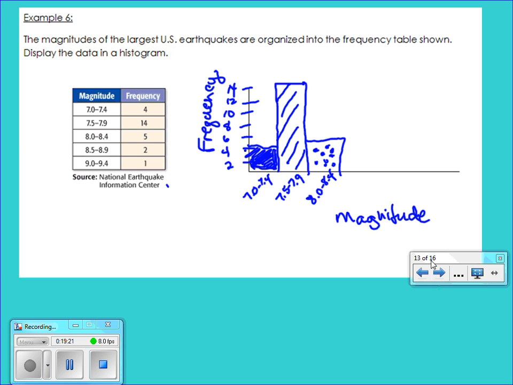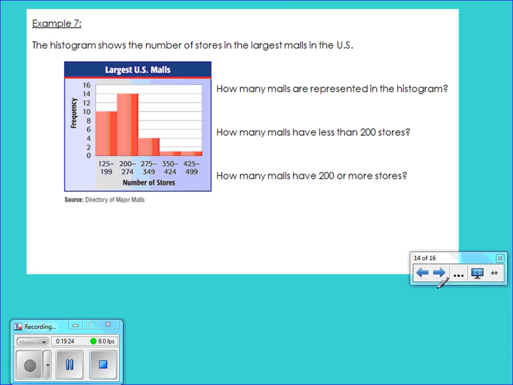There's one more example here of a histogram that shows the stores in the largest malls in the U.S. And you'll notice we also have tables at the bottom. If we're going to interpret this, how many malls are represented total in the histogram? How many malls are there that we're comparing? Take a look.